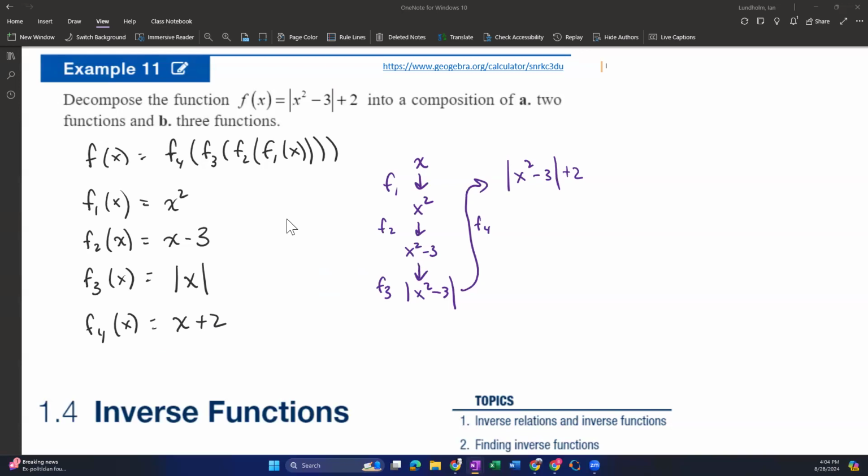And I know that I didn't follow the directions on this one. If you wanted to make sure that it was just a composition of 2 functions or 3 functions, you could combine any 2 of these together and make a more complicated function. You could say that f1 was x squared minus 3, and then f2 was the absolute value of x plus 2. You could just combine them together. But I thought breaking it down like this into 4 things was kind of fun.